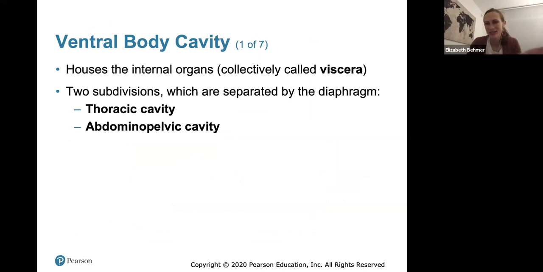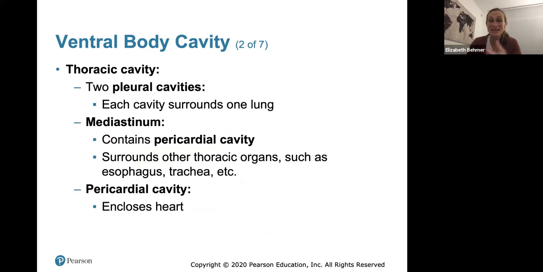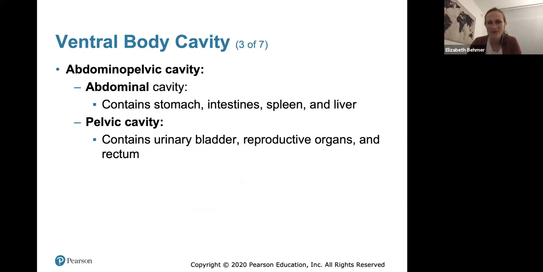Again, organs are collectively called viscera. You should know the subdivisions, what is in each subdivision. So I'll let you guys kind of review that on your own. There could be a test question about body cavities, abdominal cavity, pelvic cavity, and what is in each.